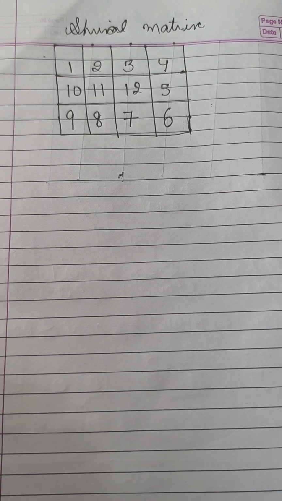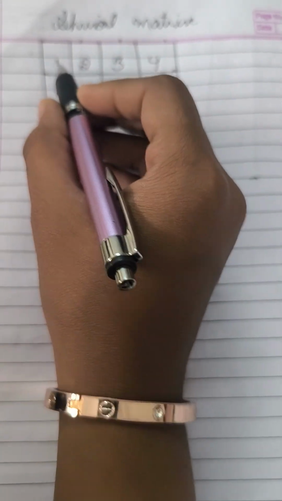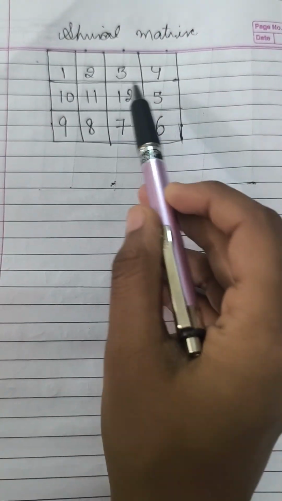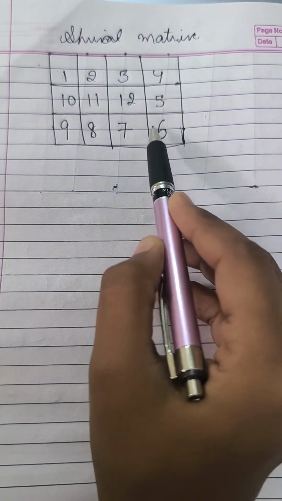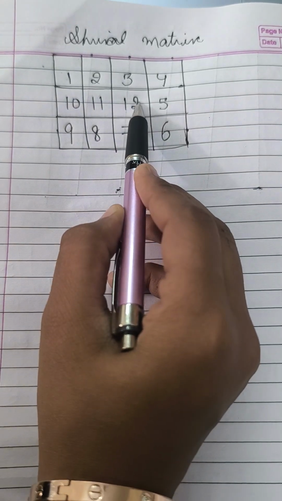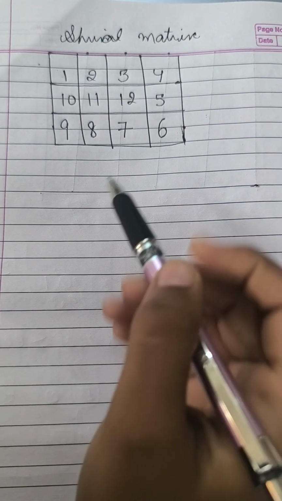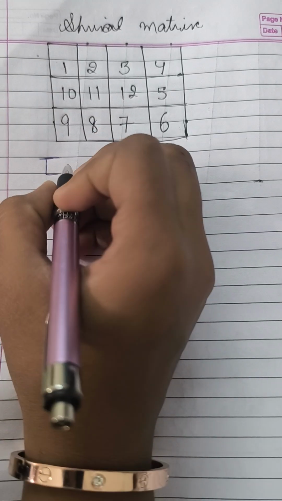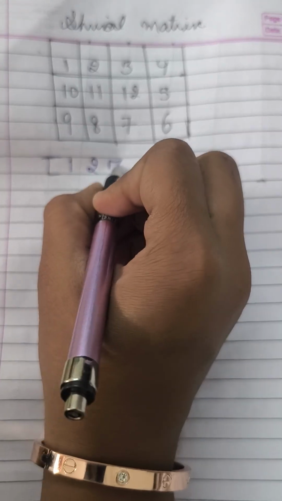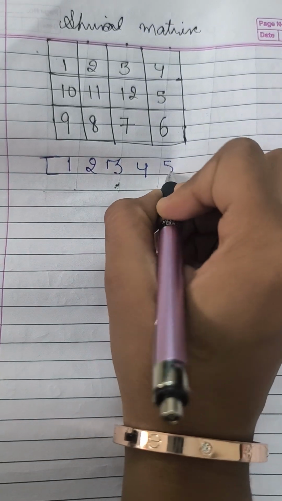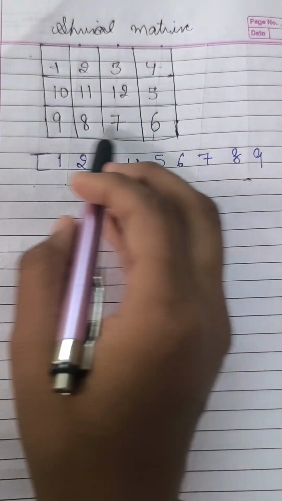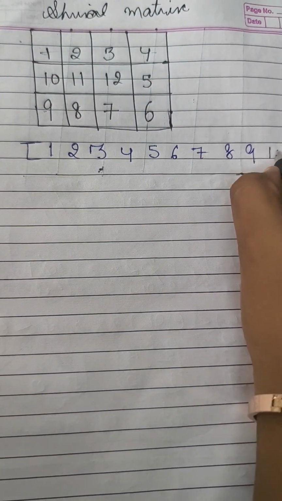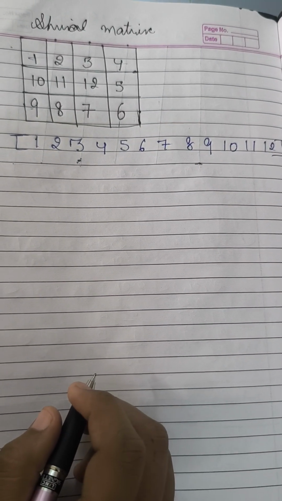So first of all, spiral matrix means that if this is the matrix which is given over here, then the elements should be printed like this. What should be the output over here? It should be 1 2 3 4 5 6 7 8 9, first this, then after that 10 11 12. So this is what needs to be printed in the spiral matrix.